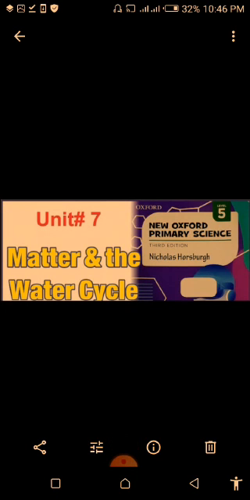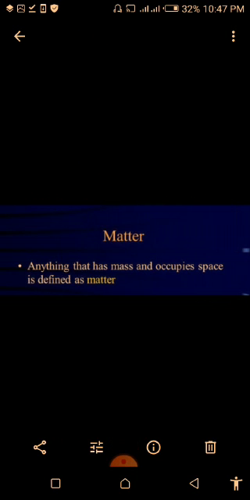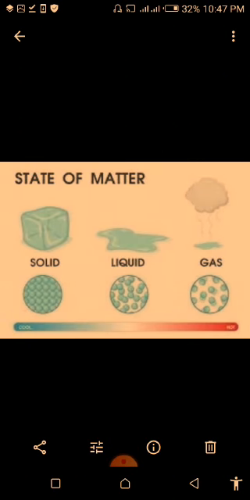As you know, we have started unit number 7, matter and the water cycle. In the previous lecture we discussed matter: anything that has mass and occupies space is defined as matter. Then we discussed the states of matter: matter exists in three different states, solid, liquid and gas. Then I told you how these states can be converted from one to another, and how they are different from each other.